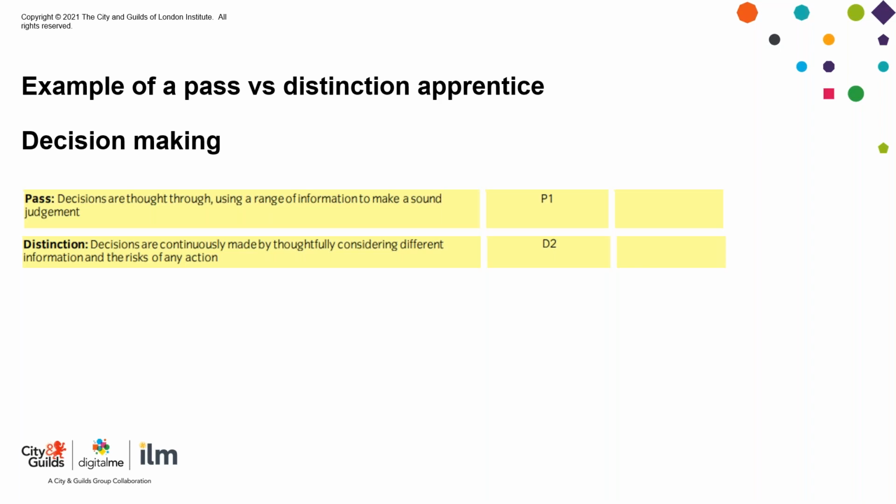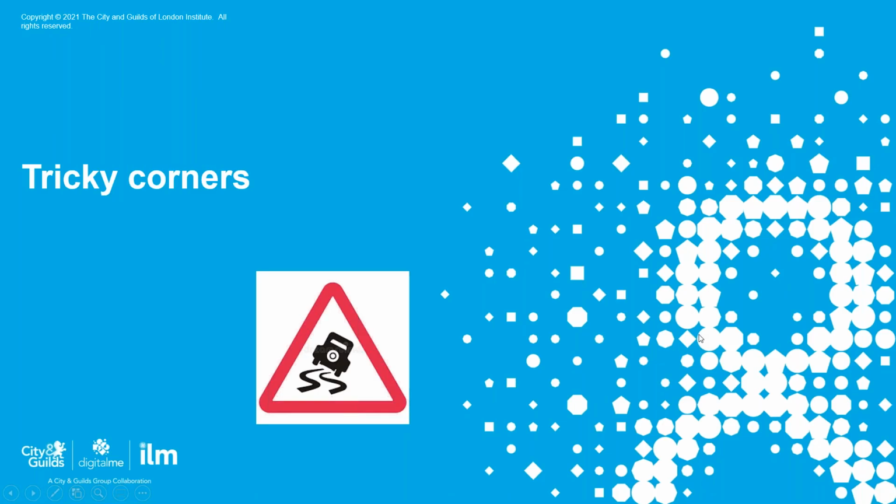That's a really complex criterion. All parts of it must be evidenced, i.e. decisions, the range of information, and the risks involved. So you can see the difference in scope between the pass and distinction criteria are quite clearly illustrated in this example.